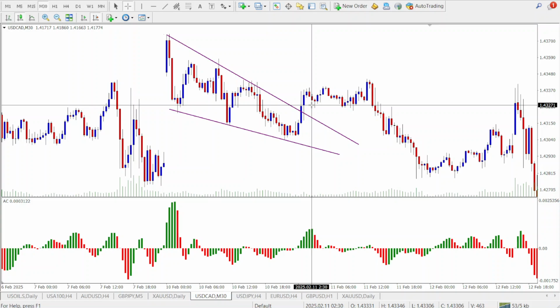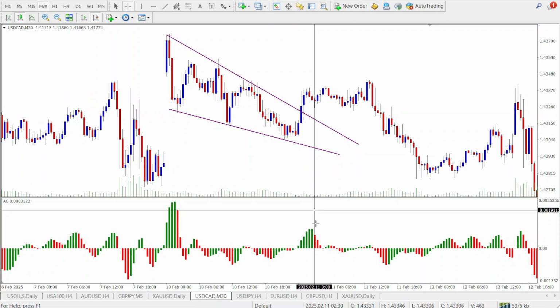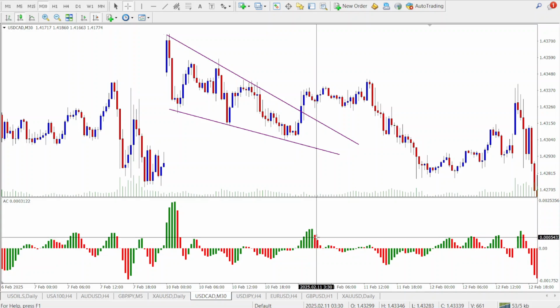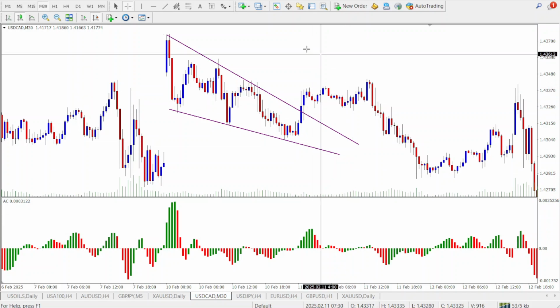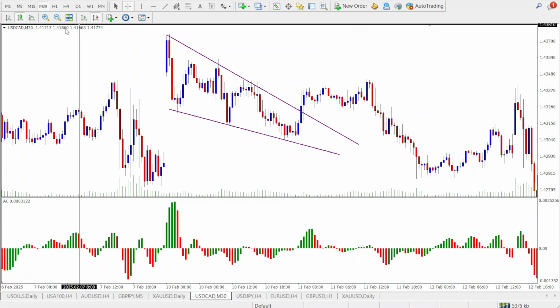It shouldn't result in you entering a buy trade. Why? Because the AC said that we have bearish, a weakening bullish momentum. So instead, watch out for the next price action. Now we had a consolidation period just after that, right?